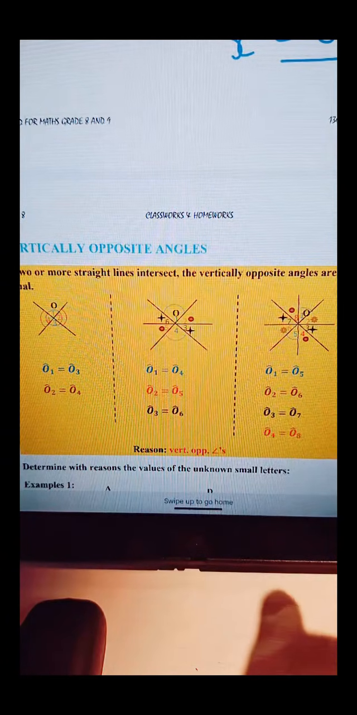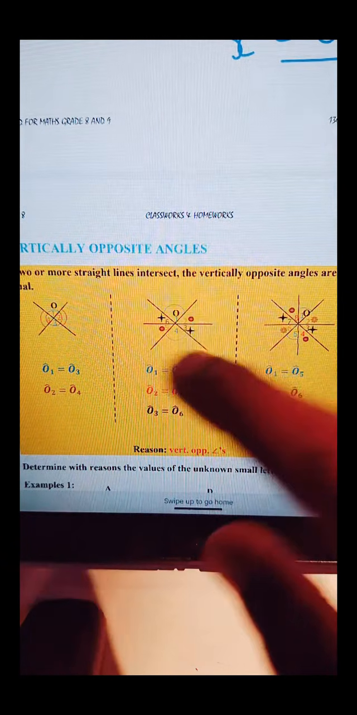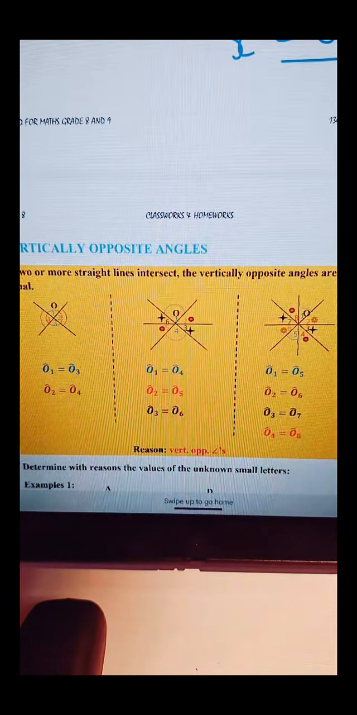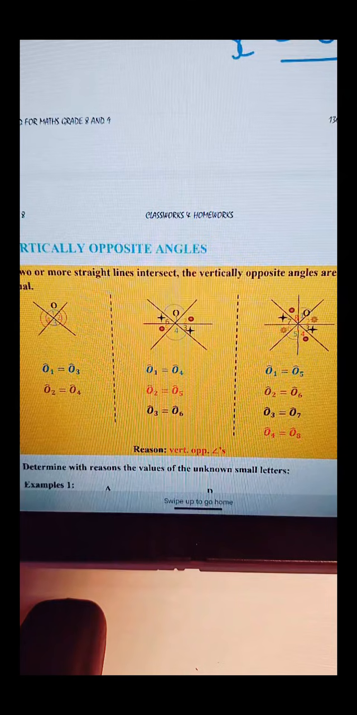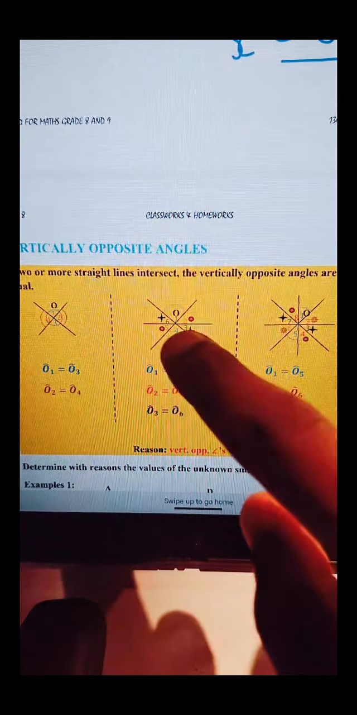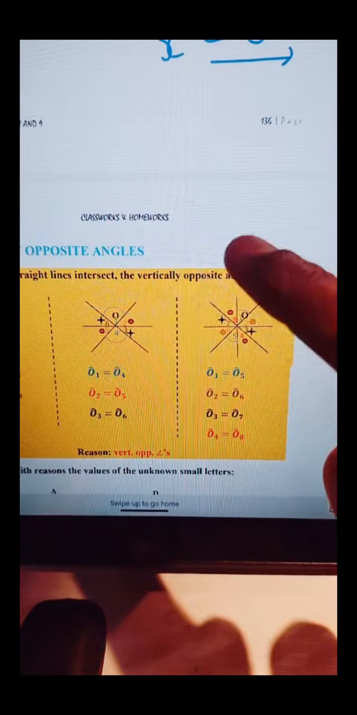O2 is vertically opposite with O5. You can see that they've put red dots to indicate that those two angles are equal. Okay. Look at O1 and O4. They are vertically opposite. Look at O3 and O6. There's a star there for both of them to indicate that they are equal. They are vertically opposite angles. And then, of course, this last one here.